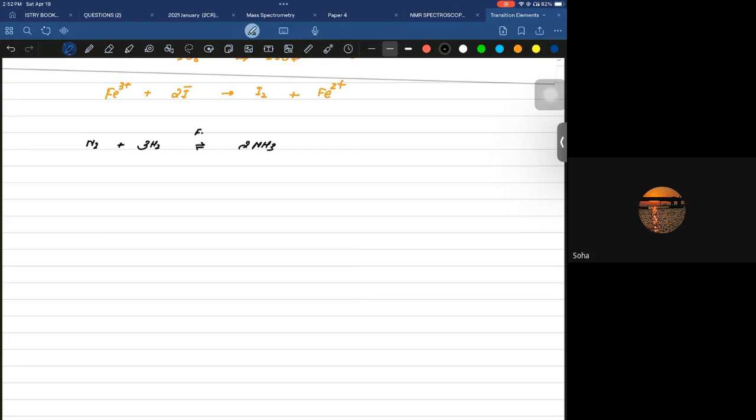In this, we use the catalyst iron. Iron is solid and N2 is gas. This is also gas. Reactants are gases and the catalyst is solid. So this is heterogeneous catalyst.